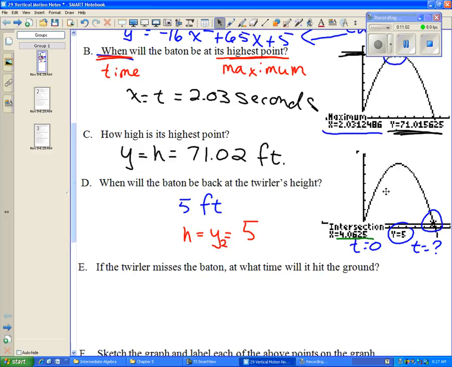So when will the baton be back at the twirler's height? That's going to be, x is going to be 4.0625 seconds.